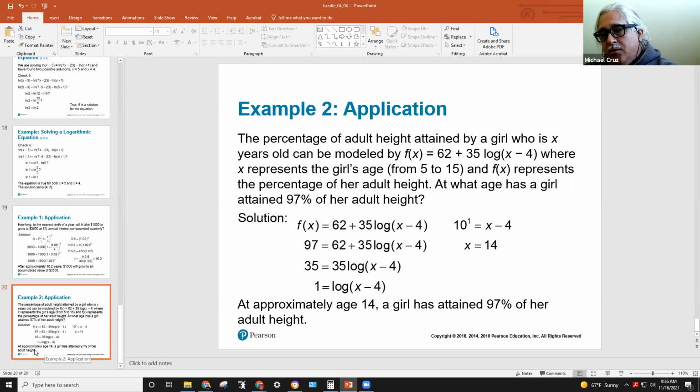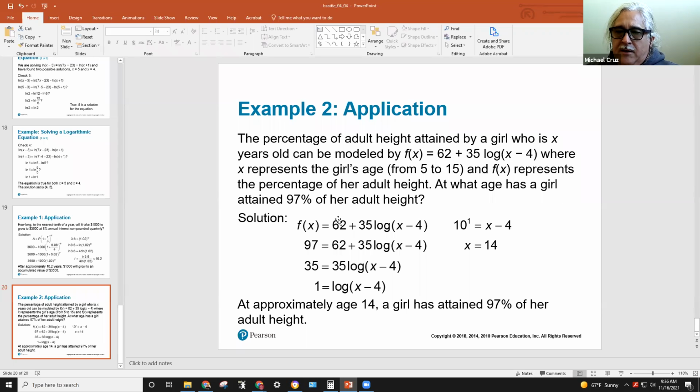Another application, this is one that we've seen before, except it's going backwards. We have the percentage of adult height attained by a girl who is 2 years old can be modeled. f(x) is equal to 62 plus 35 times the logarithm of x minus 4, where x represents the girl's age from 5 to 15. f(x) represents the percentage of her adult height. At what age has a girl attained 97%?